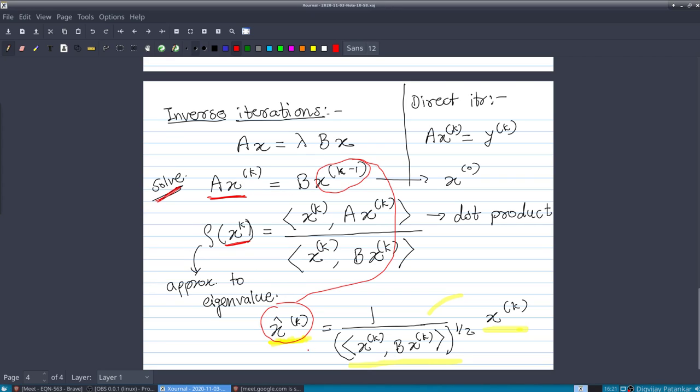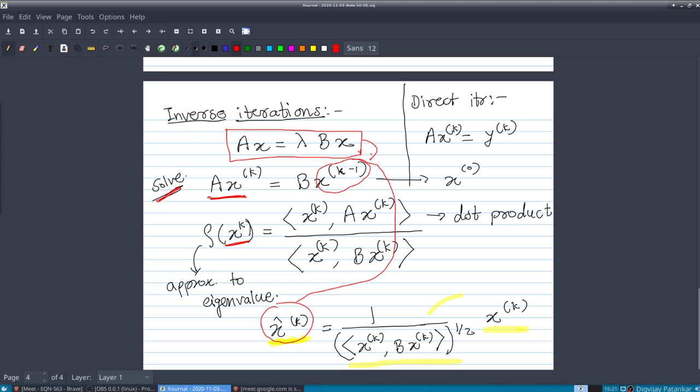Okay, sir. Understood. Sir, this equation A xk is equal to B xk, this is the equation directly given for solving this inverse iteration, right? There is no proof for it. What proof? We are directly using it. This is your eigenvalue problem.